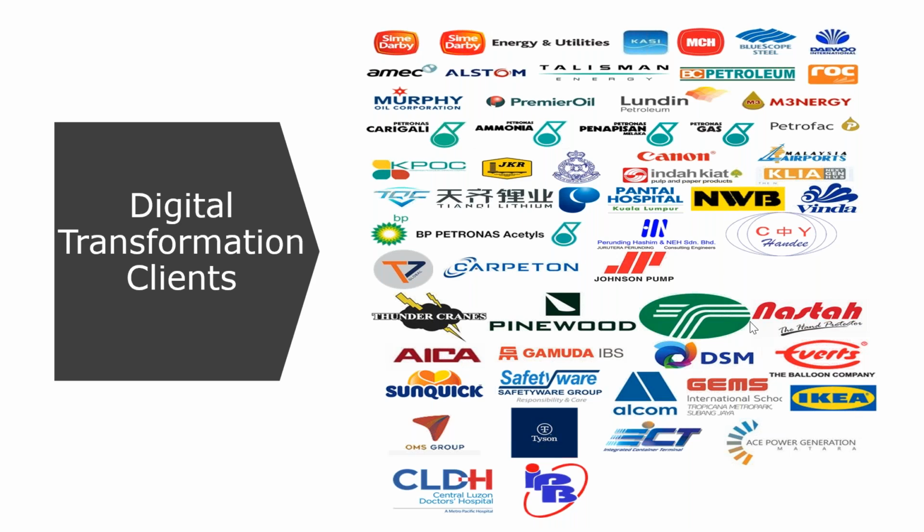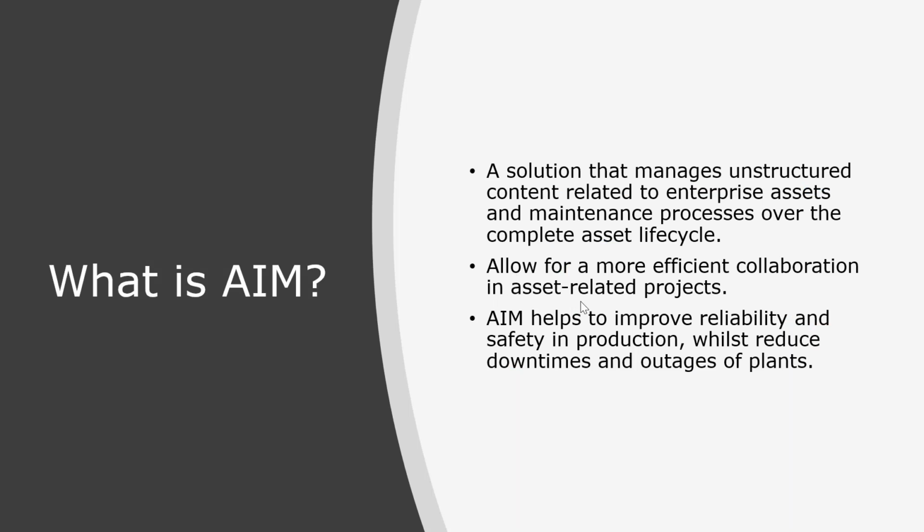All right, so now I'm going to introduce to you what the Asset Information Management System is. AIM helps you to manage unstructured content related to enterprise assets and maintenance processes over the complete asset lifecycle. And not only that, it also allows you and your team to have a more efficient collaboration experience in asset-related projects.